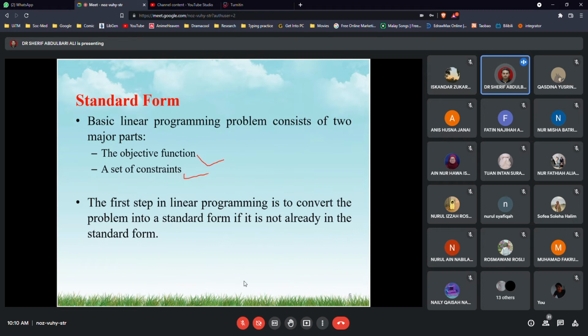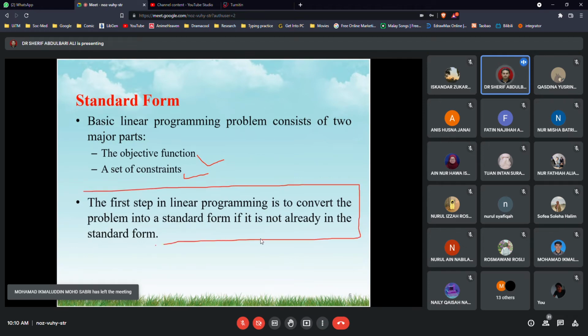So what you need to do during the final exam to solve the linear programming: the first step, you need to convert the problem into the standard form if it's not already in the standard form. Why are we saying this? Because some of the questions at the final come in the form of a story of a factory or a story of a company.